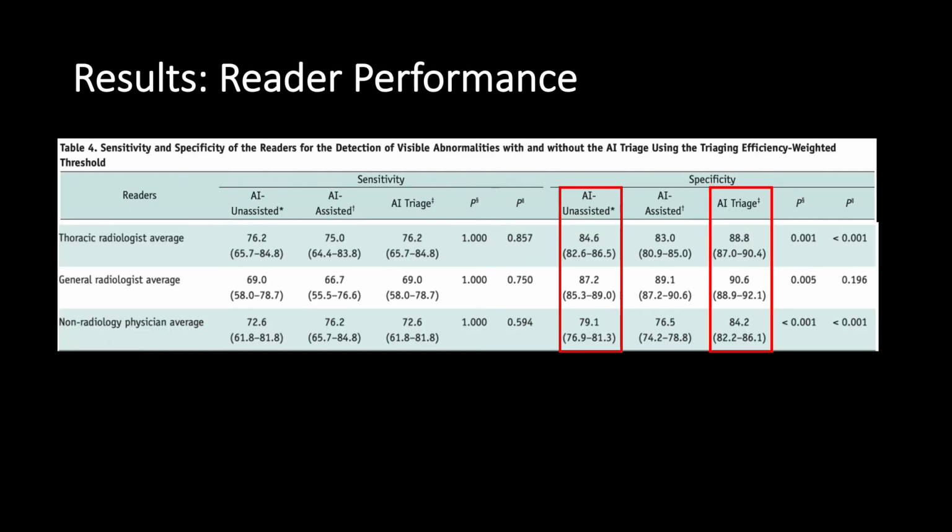In the OPT study, AI triage significantly increased the specificity of average thoracic radiologist, general radiologist, and non-radiologist physician without decreasing sensitivity. This suggests that with AI-based normal chest radiograph triaging, unnecessary recall may be reduced.